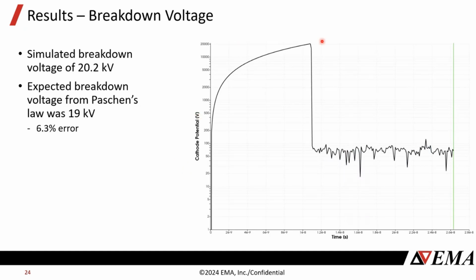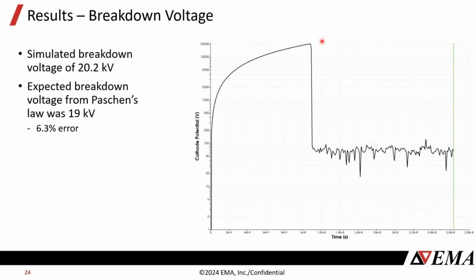So this particular model simulated a breakdown voltage of 20.2 kilovolts. And the expected breakdown voltage from Paschen's law was about 19 kilovolts. So we get a 6.3% error, which is pretty good. Also, additional fine tuning can be done to get this model closer to Paschen's law.